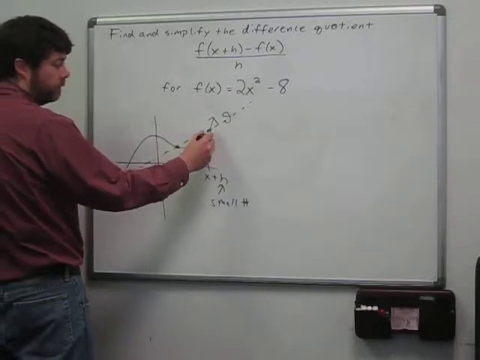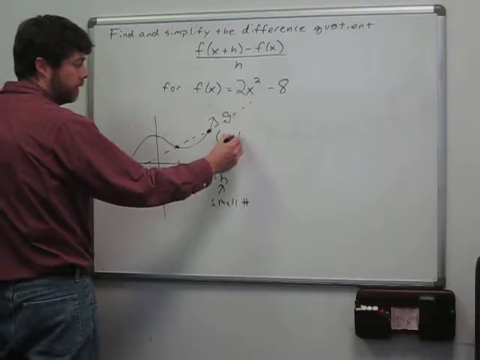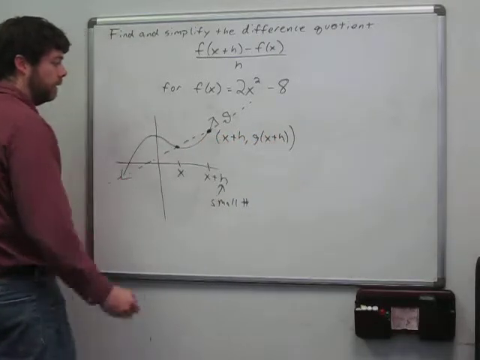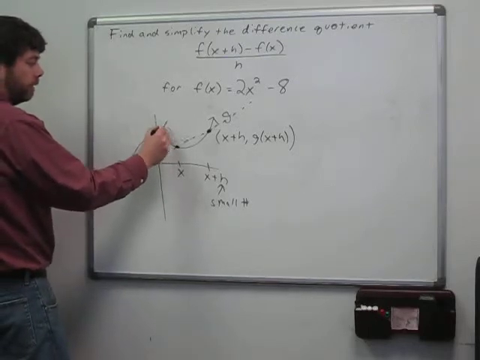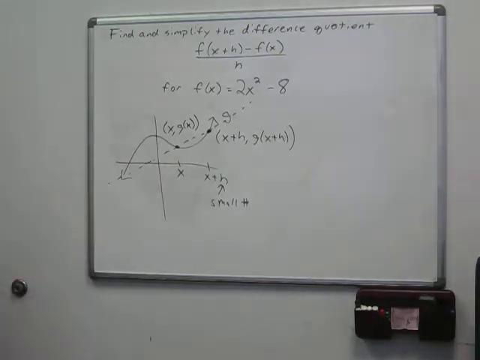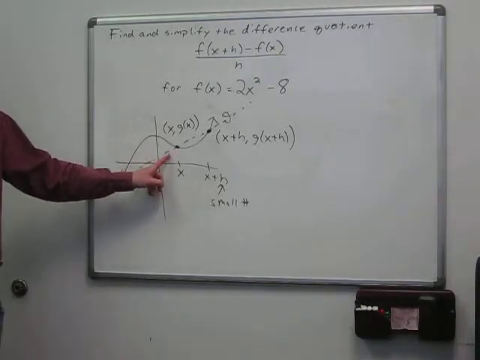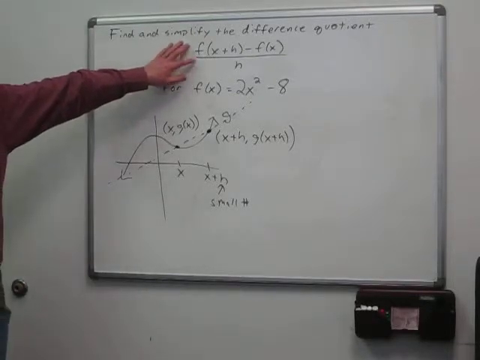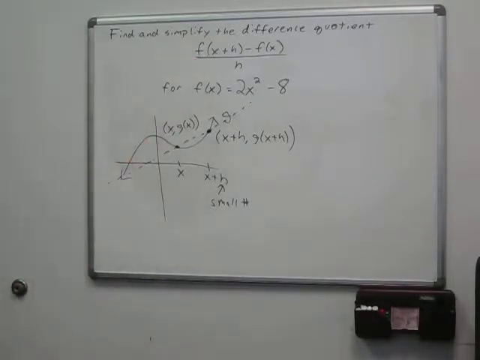Well, the coordinates of this point is just x plus h, g of x plus h, and the coordinates of that point, x, g of x. So if we find the slope of this line by taking the change in y over the change in x, or the change in the function value over the change in x, then this formula, this difference quotient, pops out. Okay.